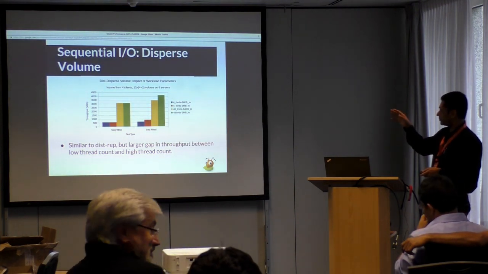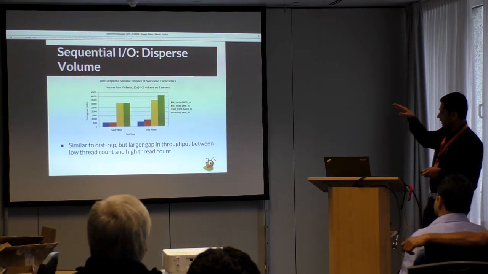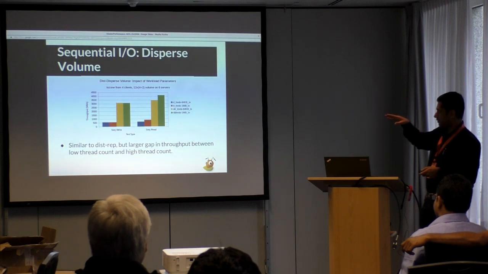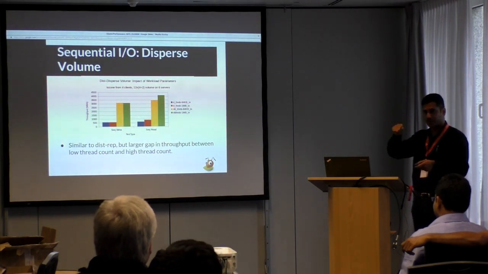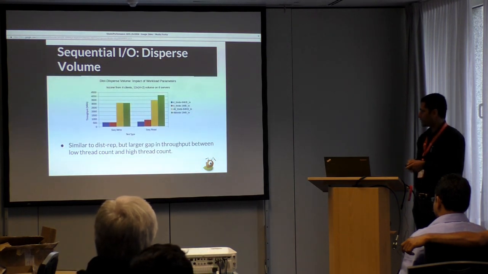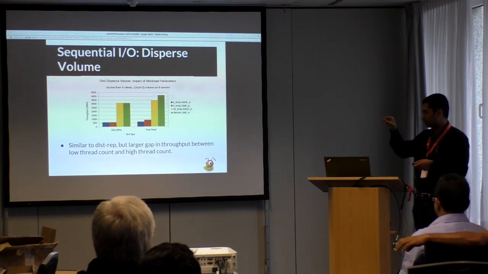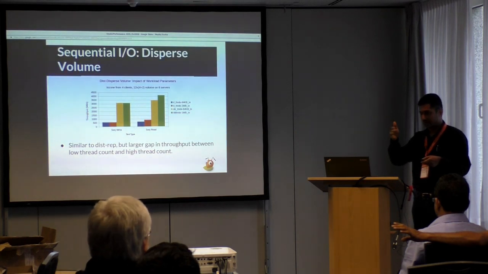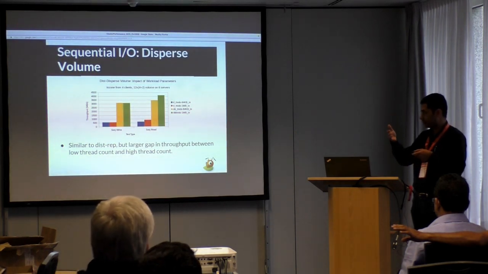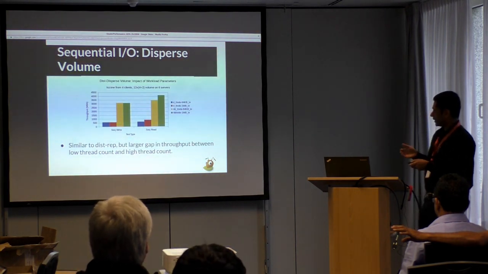So here you have 12 cross 4 plus 2. So in this case, actually, you see a bigger gap between the results for the 4-thread case and the 48-thread case than you saw earlier. A few reasons for that. I think one is that since there are 12 sub-volumes here, and you have only 4 threads, you have only basically 4 sub-volumes active at any time. So the number of disks that are involved in this test is smaller. So you see a smaller number there.